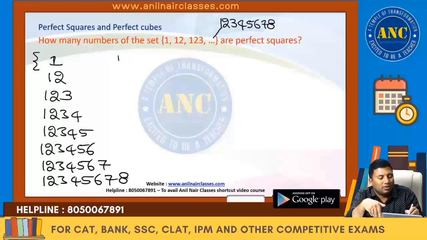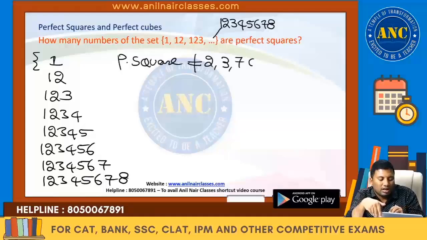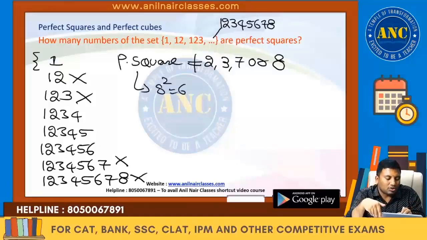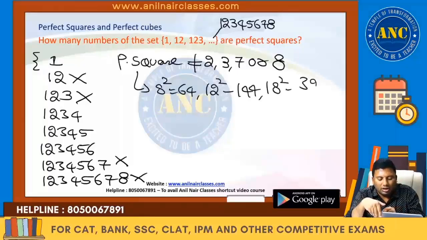Multiple logics we will use. What is the first logic? A perfect square never ends with 2, 3, 7 or 8. All these four cases are out. For any perfect square ending with 4, the tens place should be an even number. 8 square is 64, 12 square is 144, 18 square is 324. Here the tens place is an odd number, so it is out.